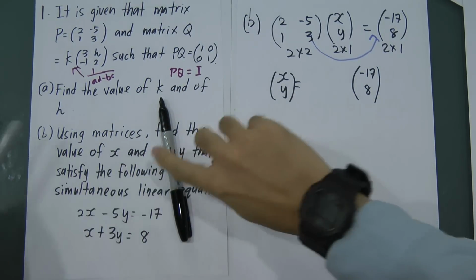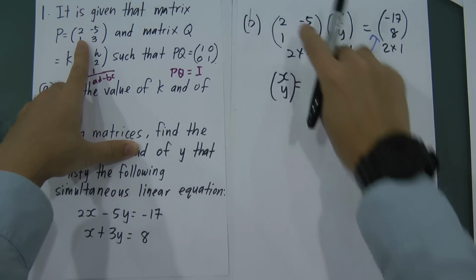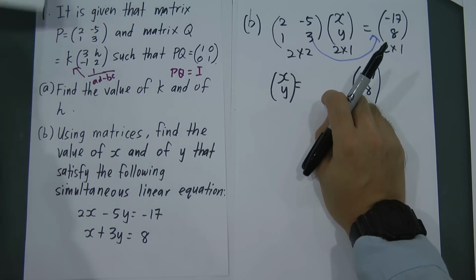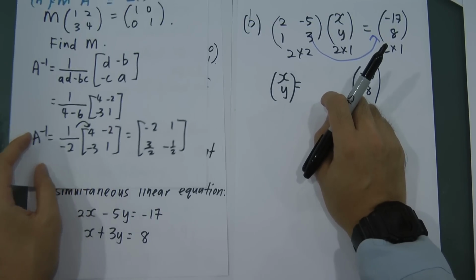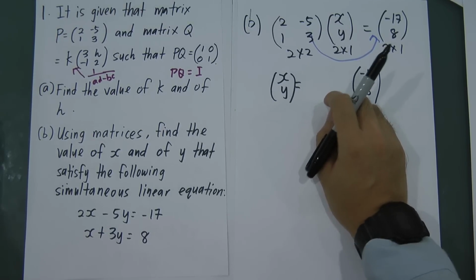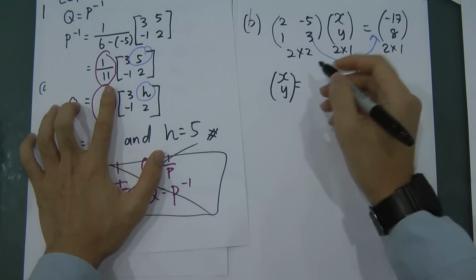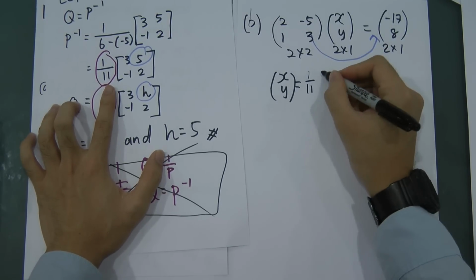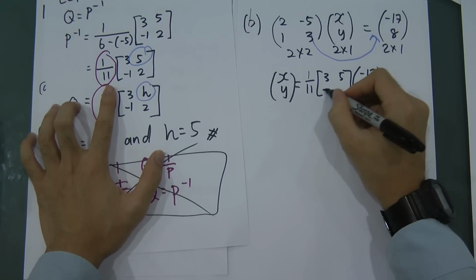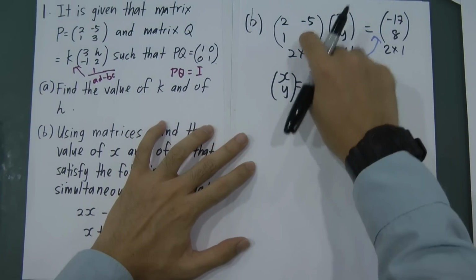Actually we have the inverse for this one. You see this matrix is exactly the same as this one, 2, negative 5, 1, 3, right? Just now we just did the inverse matrix of this one. So the inverse matrix is over here: 1 over 11 multiplied by the matrix 3, 5, negative 1 and 2. This is the inverse for this one.